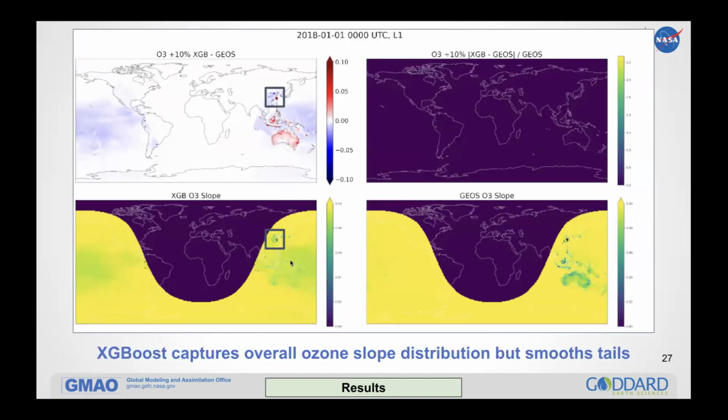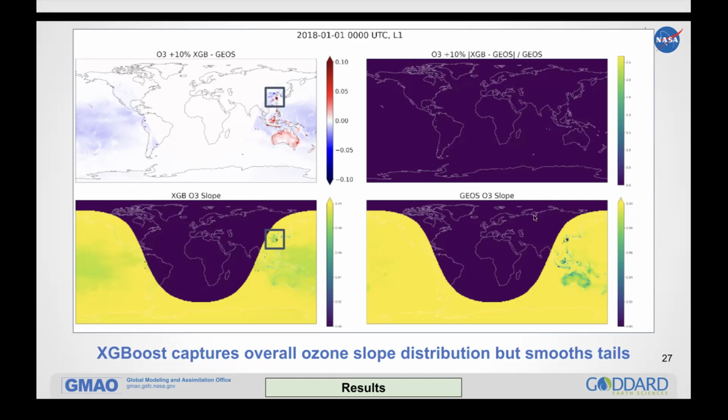And then applying the ozone XGBoost to the global GEOS grid, we find that here the XGBoost does a good job of capturing the overall ozone gradient distribution, but it smooths out the lows and the highs of the gradients from GEOS-CF. So, for example, over eastern China, we see a larger area of low ozone slopes from the GEOS-CF model than from the XGBoost.